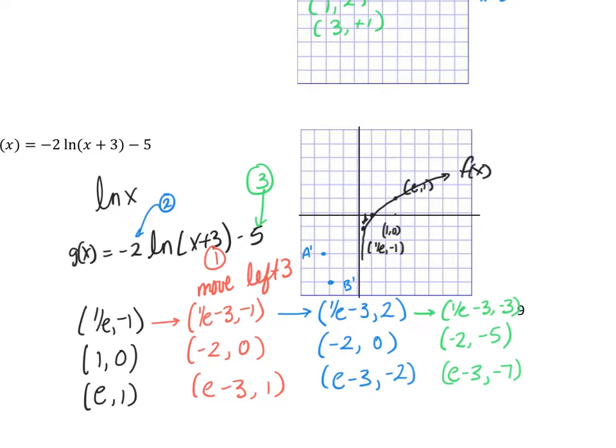So let's just talk about where my vertical asymptote went to. Because I have a minus 3 transformation, my vertical asymptote went down here. So this is where my vertical asymptote moved to. It is x equals negative 3. Now my graph is going to end up looking like this because of the reflection over the x-axis and the fact that I have a vertical stretch. So that's what my g of x is going to look like.